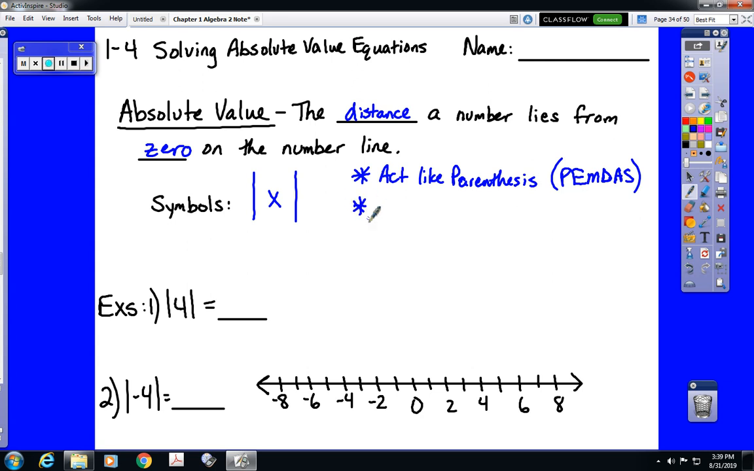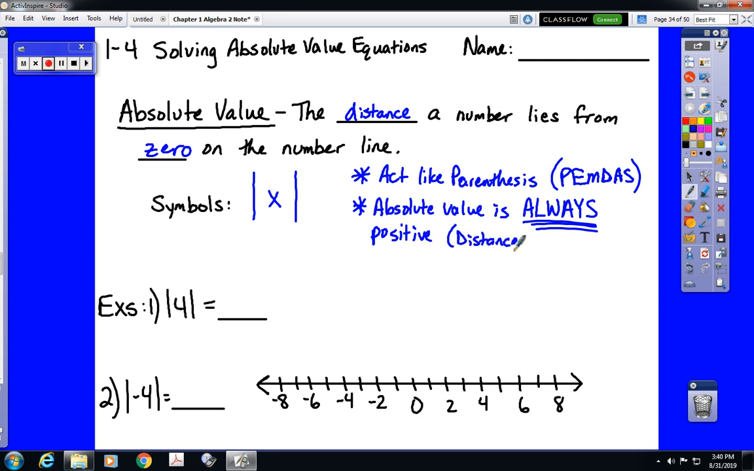And the other thing is absolute value is always positive. It is a distance. Distance cannot be negative. So keep those two things in mind as we work through this.